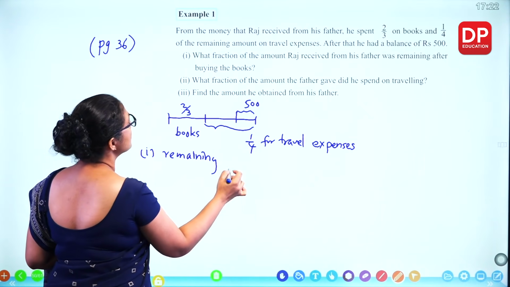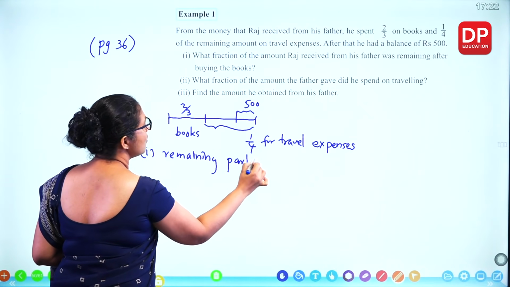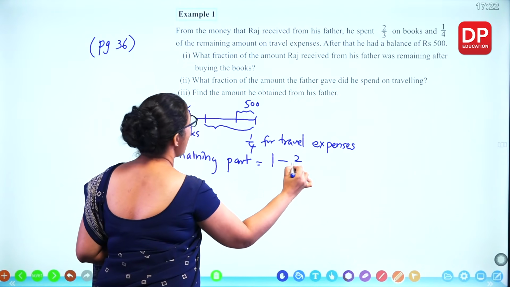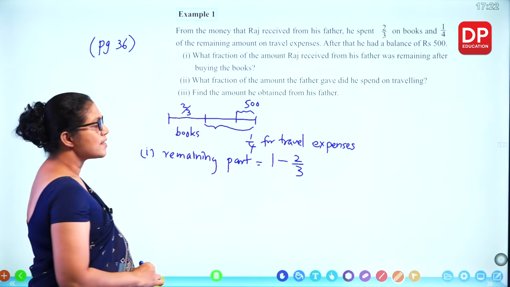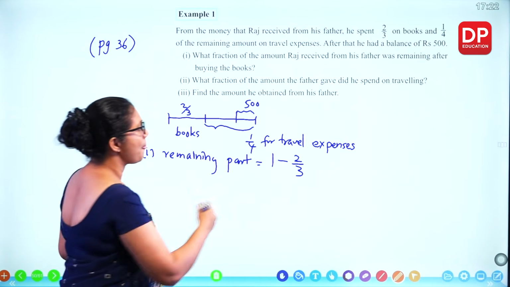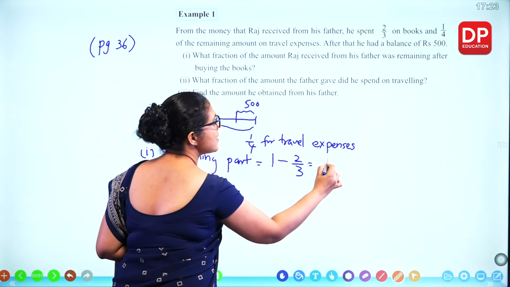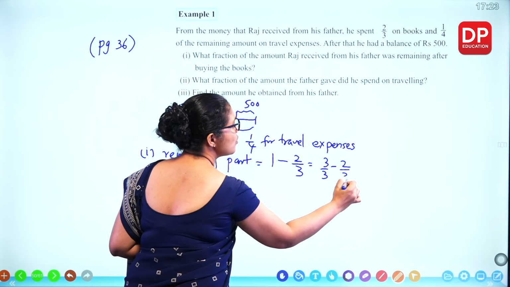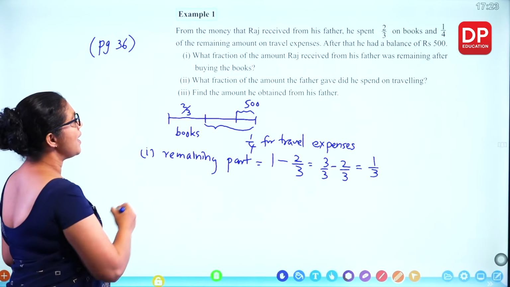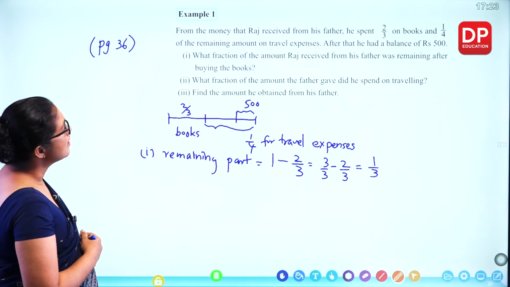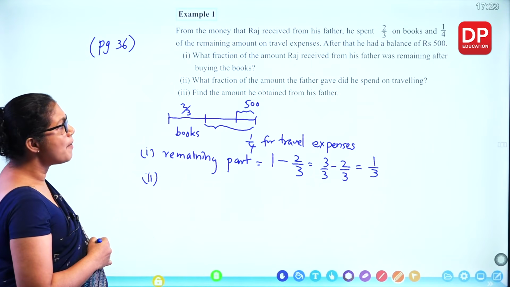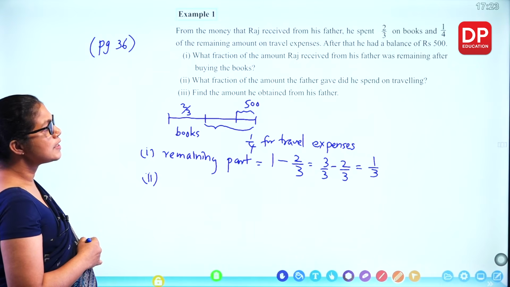Remaining part. You can see the full thing we can take as 1. You subtract 2/3 of that because he spent 2/3 of the whole amount for books. How do you simplify? You can rewrite as 3/3 and subtract 2/3. 3 minus 2 is 1. 1/3 is remaining.